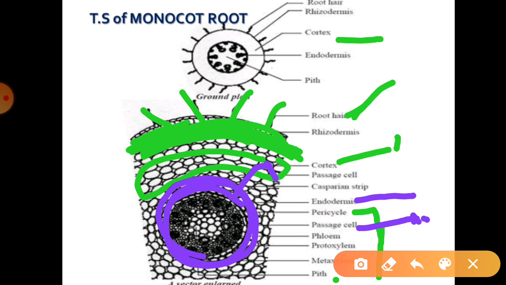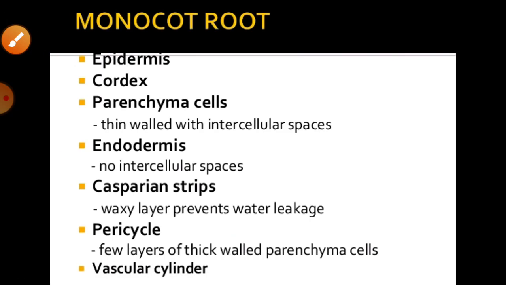If we talk about another part of this structure, that is the stele. This stele is generally a part which shows all the tissue inside the endodermis. It may be the pericycle, it may be vascular bundles or pith. This stele has different classifications. We can directly come to the pericycle.